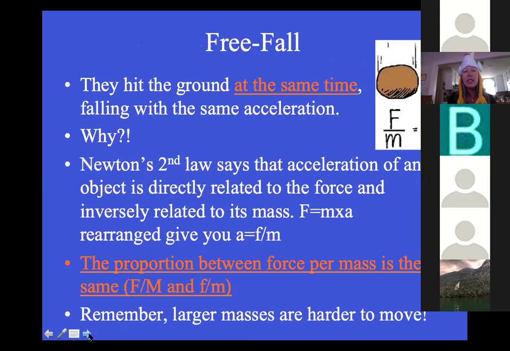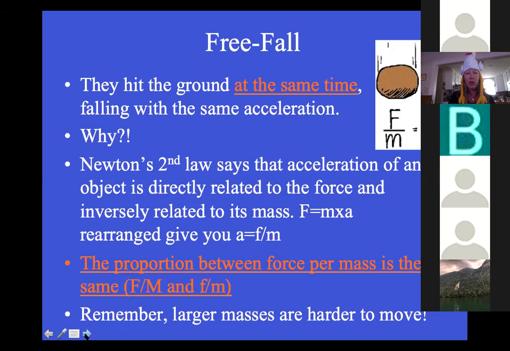Now, why is this the case? Well, because Newton's second law says that the acceleration of an object is directly related to the force and inversely related to its mass. So if we rearranged Newton's second law, F equals m times a, to solve for acceleration, the proportion would be force divided by mass. So the bigger the force of gravity, the bigger the mass, that ratio between them would be the same.